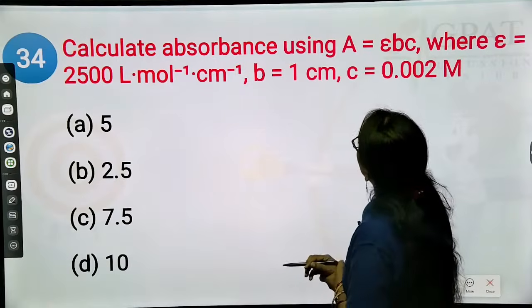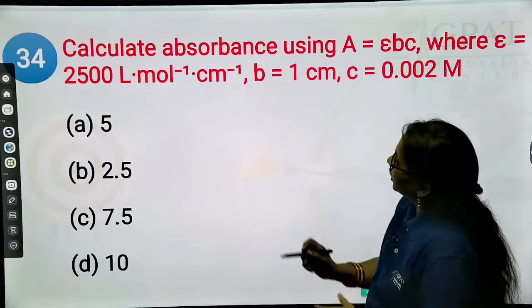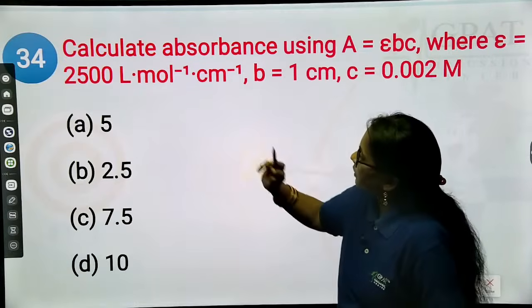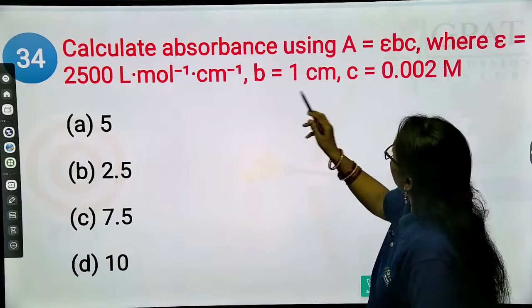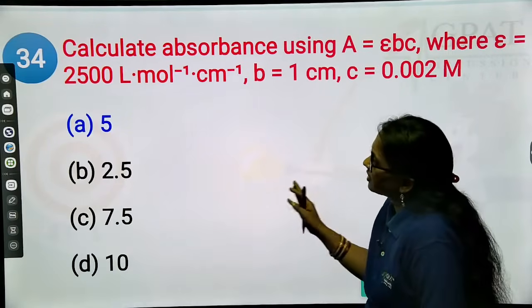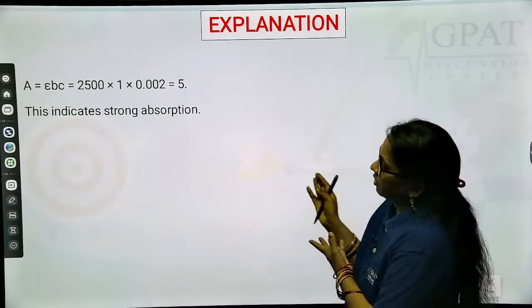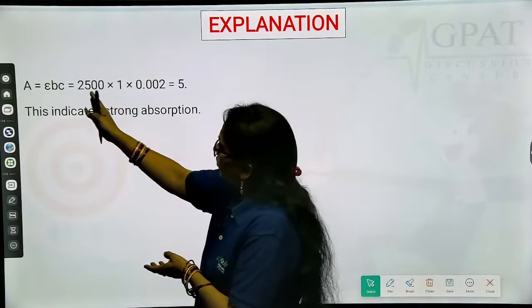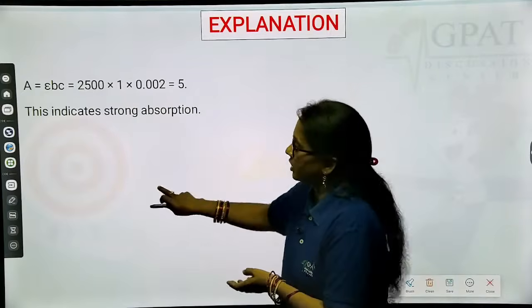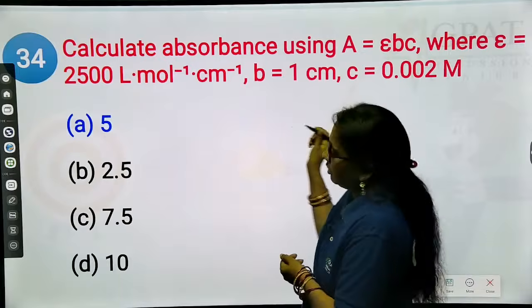Calculate the absorbance using A equal to epsilon BC, that is Beer-Lambert's law, where epsilon equal to 2500 liters per mole per centimeter, B equal to 1 centimeter and C. Okay, very easy actually. Only they are asking to calculate the absorbance only. So, just multiplication. They have given epsilon value, B value and C value. But C value how they have given? In the form of molar.